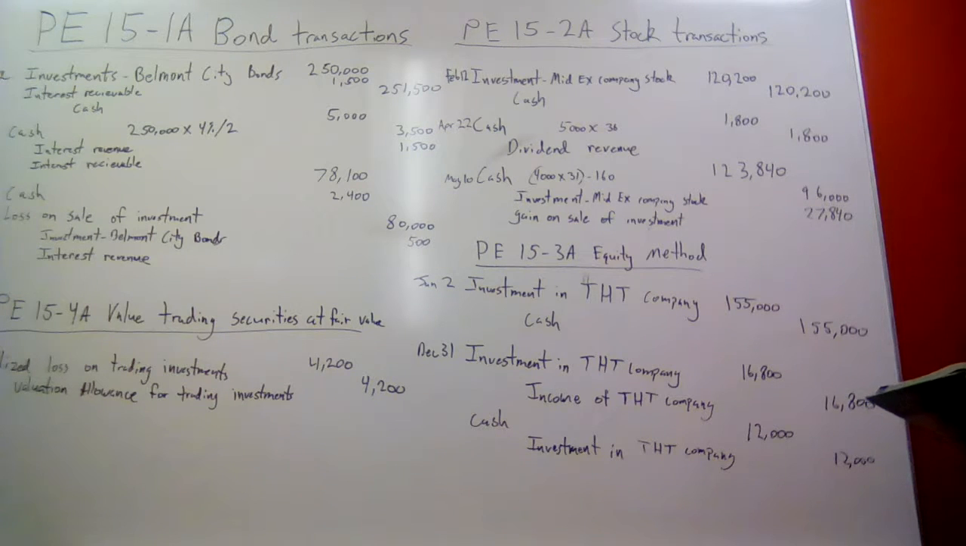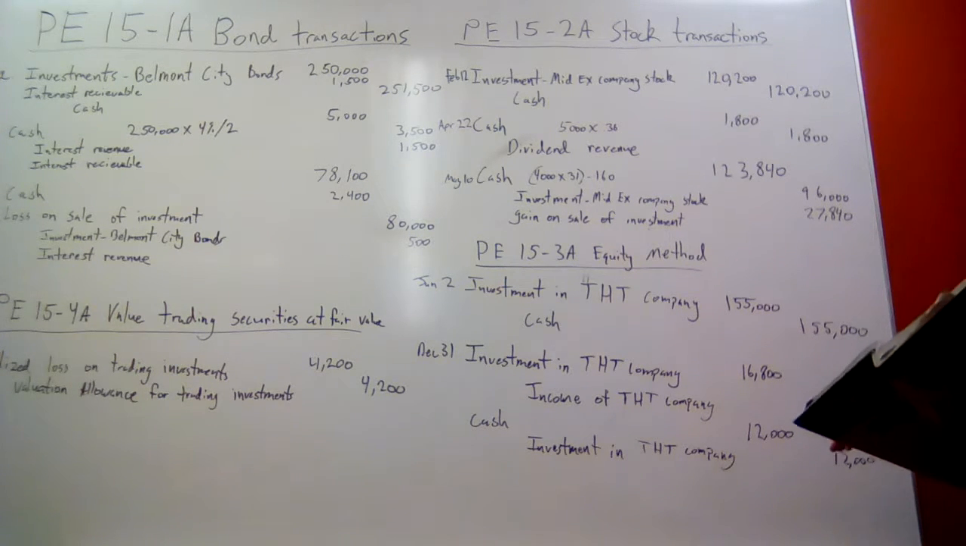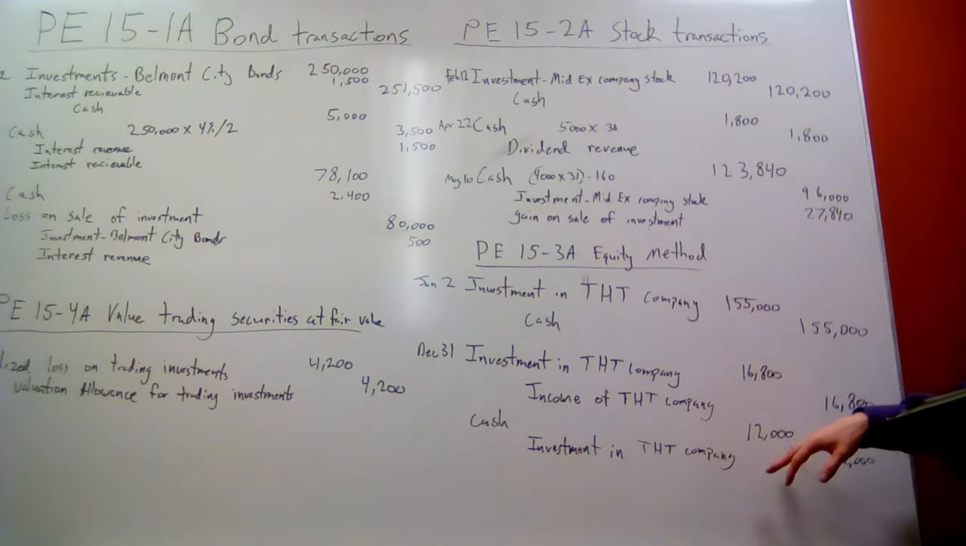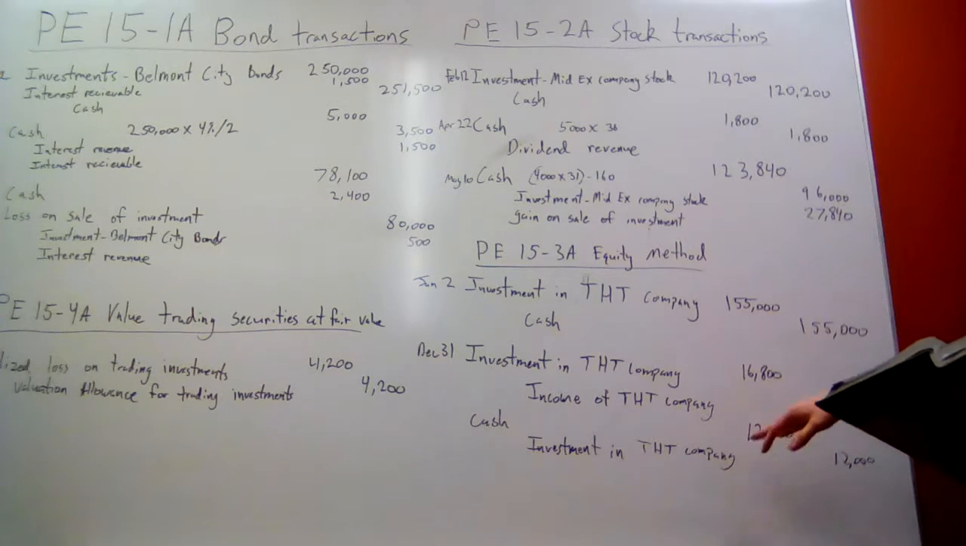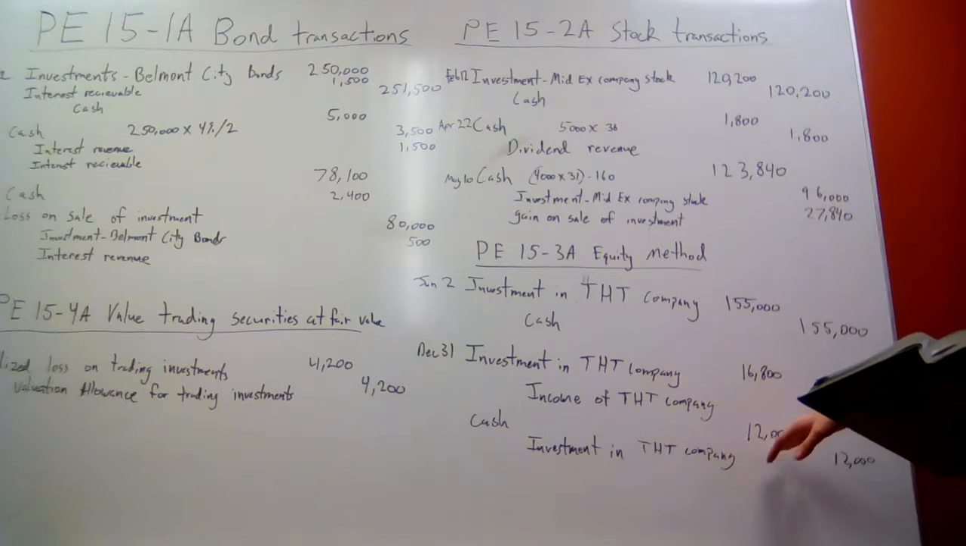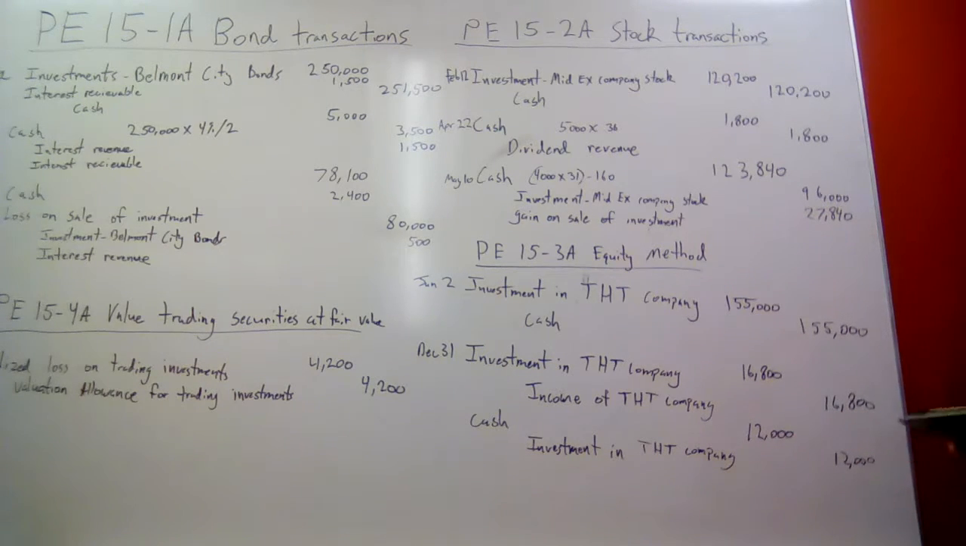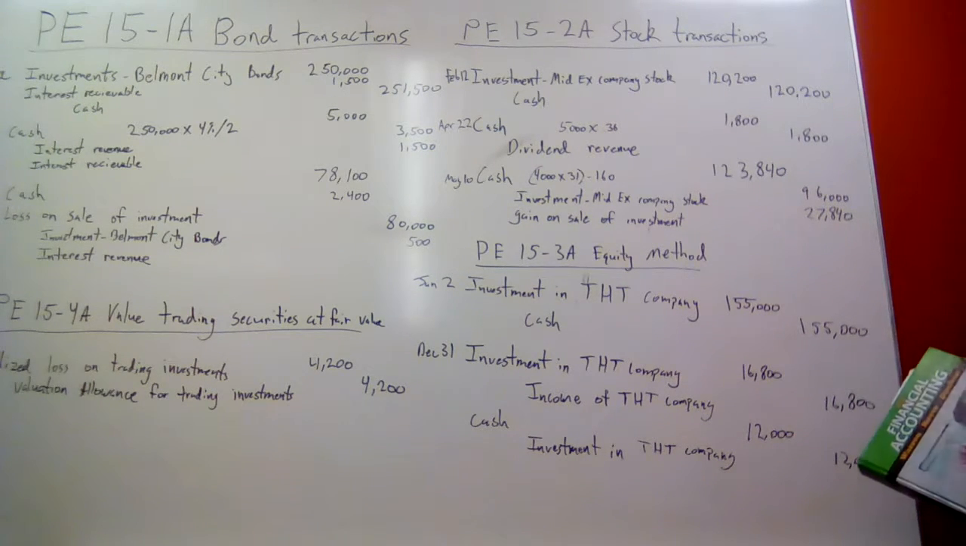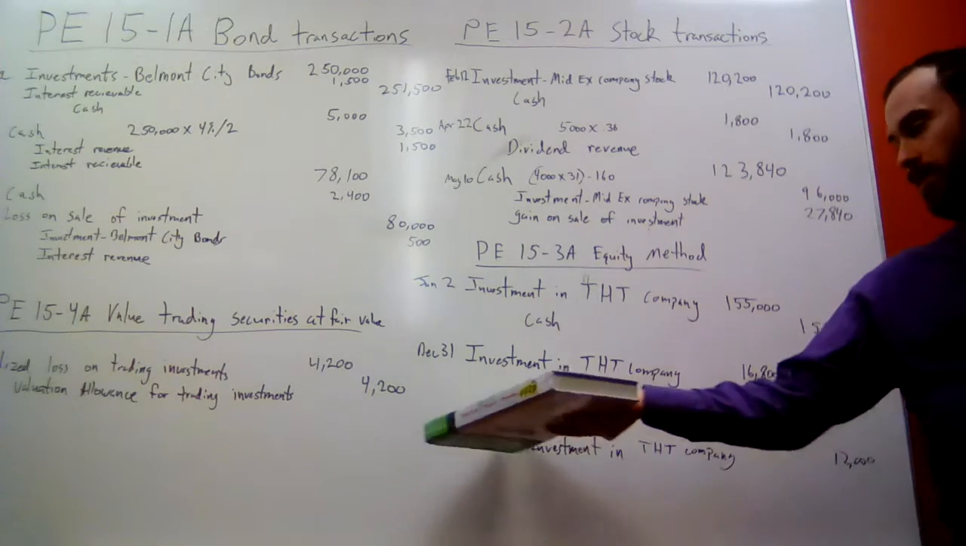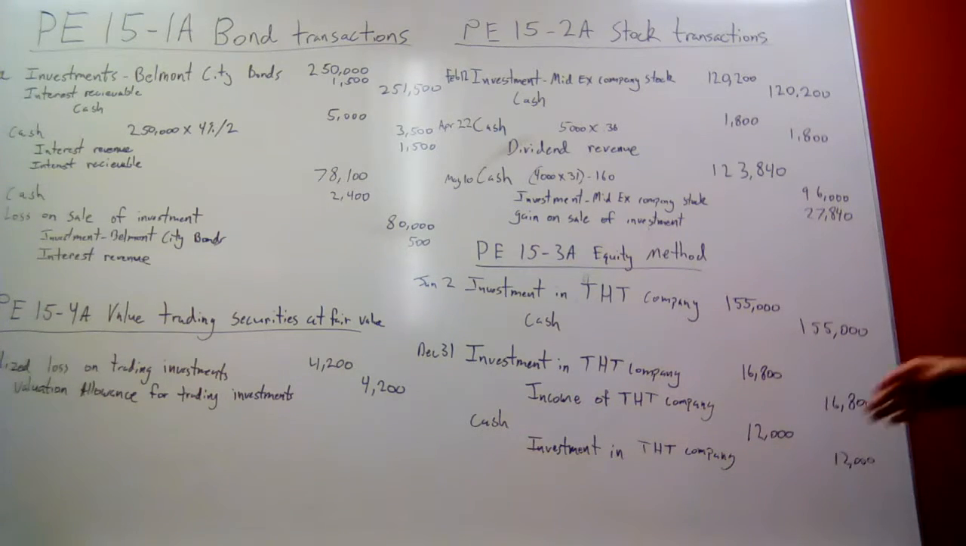I'm thinking, I don't know, I'm not sure, I think this is correct, because they paid a dividend of 12,000, we may have just gotten 40% of that, but I'm not sure. But that's basically how you do it though, because that's the basics. Cash, and then credit investment in THT Company.